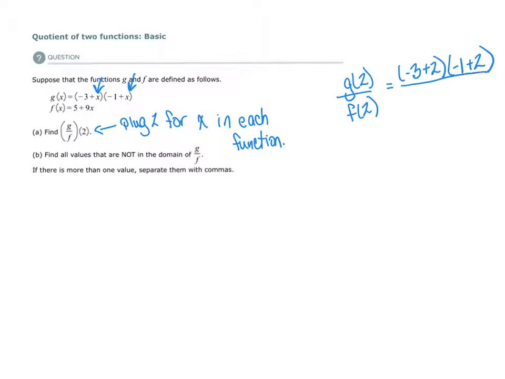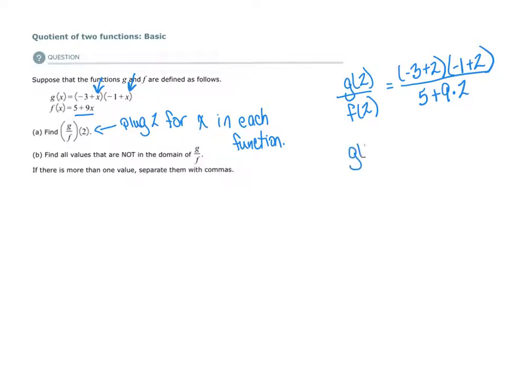Now our denominator is f of 2. Our denominator is 5 plus 9x. So now I'm still just going to plug 2 in wherever I have that x. So I have 5 plus 9 times 2. And we still have to follow order of operations.